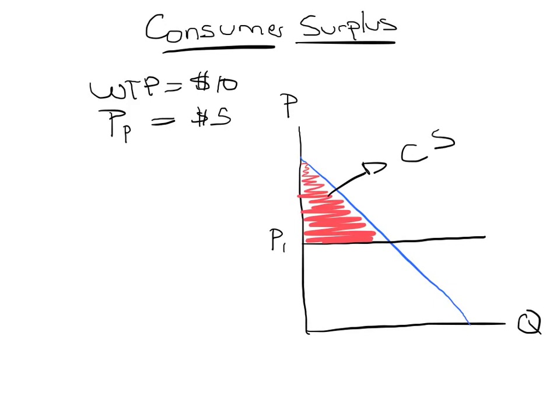So then it's easy to see that if the price goes down, the consumer surplus increases, and if the price goes up, the consumer surplus decreases. So this is basically consumer surplus, and now let's see what producer surplus is.